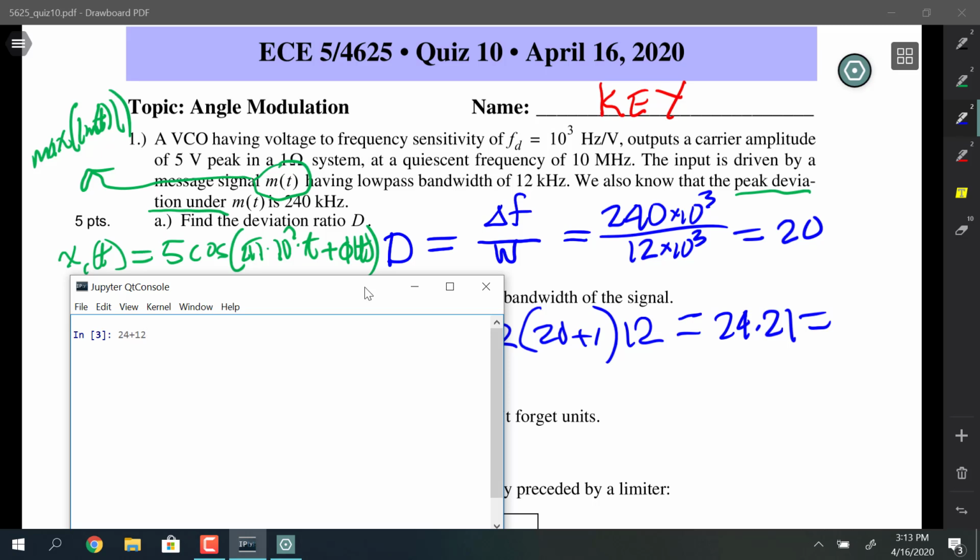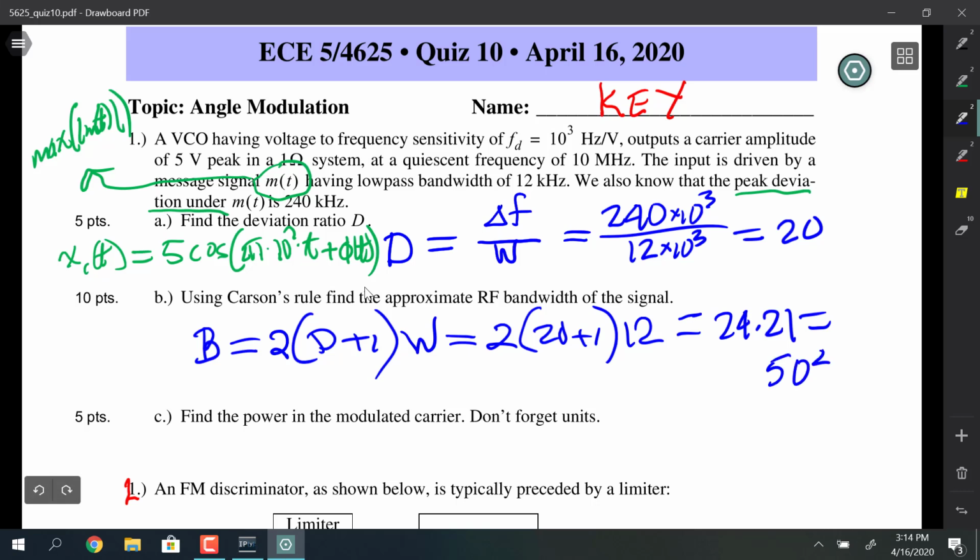Yeah, it's in kilohertz, so I'm going to have to take that into account. It'll be in kilohertz when I get done. So it's going to be 200... oops, I didn't do the right numbers there. No, it's going to be 24 times 21. So 504 kilohertz, since that's kilohertz right there.